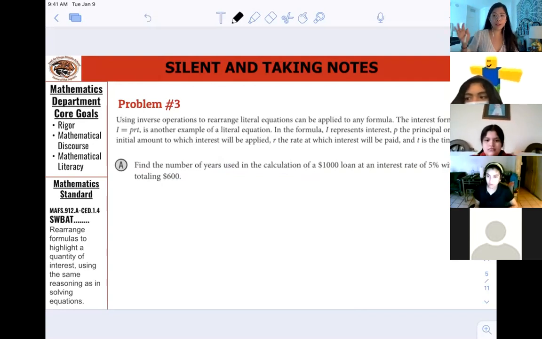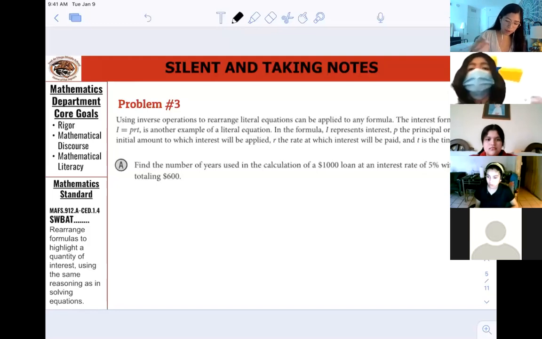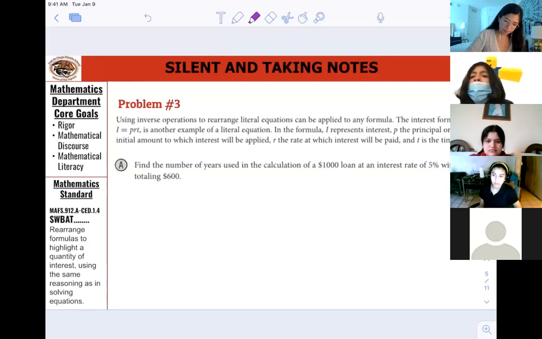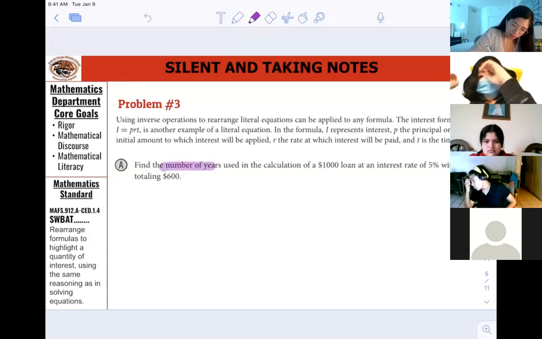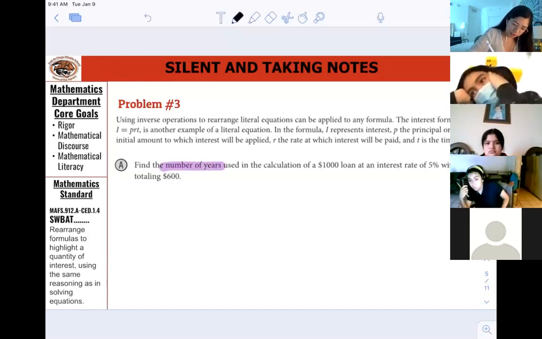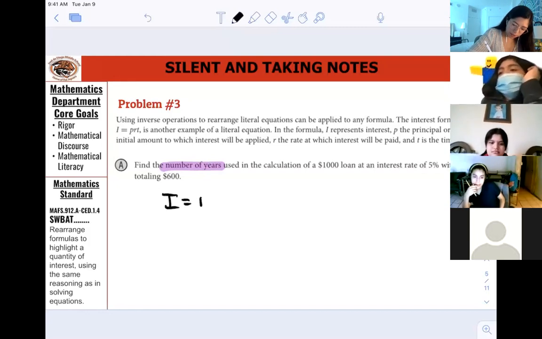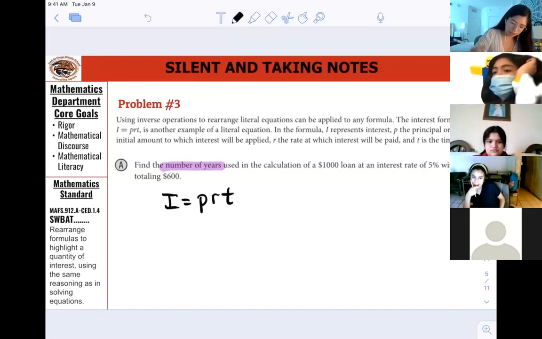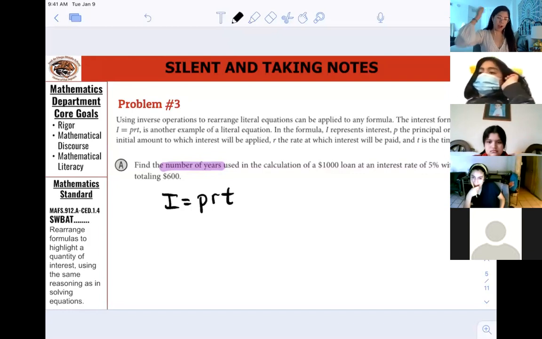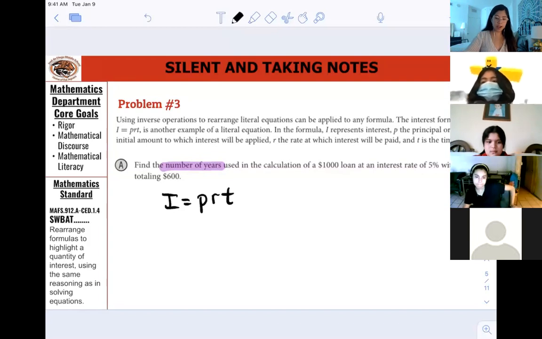So it's kind of like we need to put all the puzzle pieces together. First thing I want to know is, what am I looking for? Let's highlight, what am I looking for? The number of years. We're looking for the years. If my equation is I equals PRT, which of those variables, I, P, R, or T, represents years or time? T. T, good.